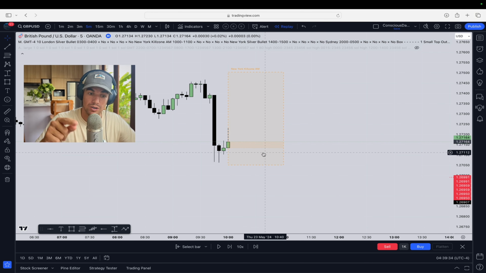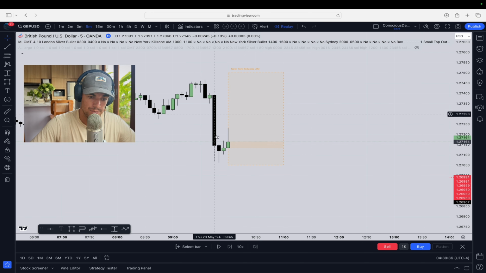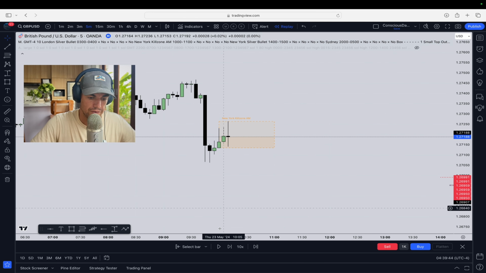Where do people go wrong? They start taking this as a fair value gap. But we're not in the kill zone, guys. Wait, be patient. This is your first candle. Let's see. No fair value gaps.